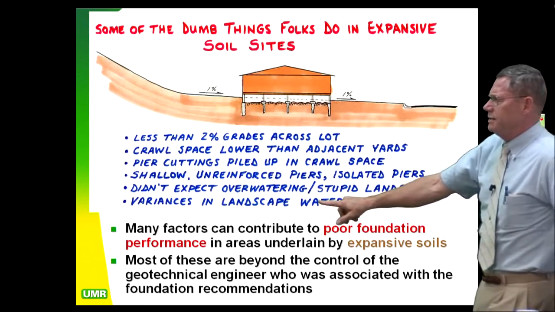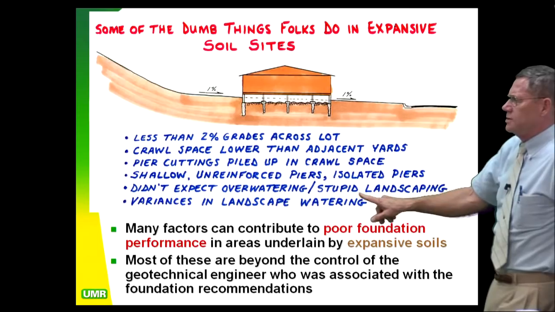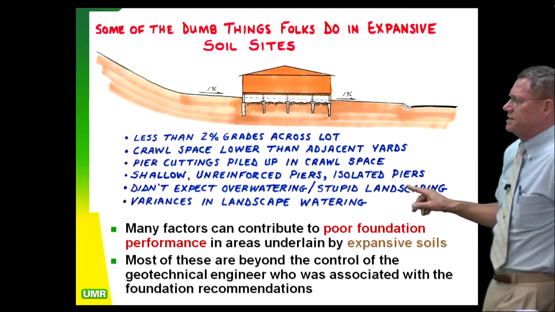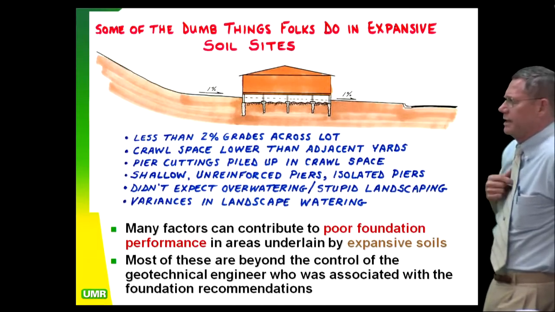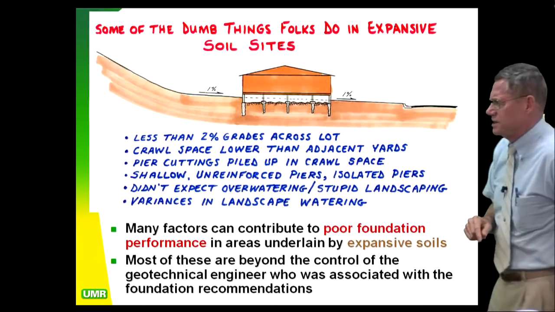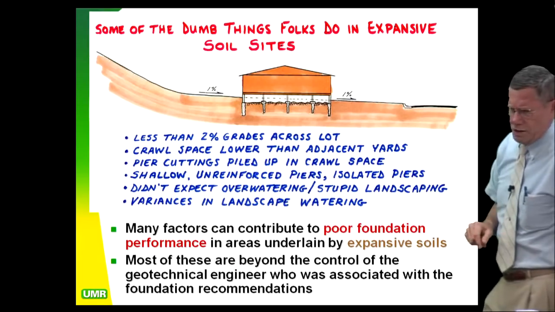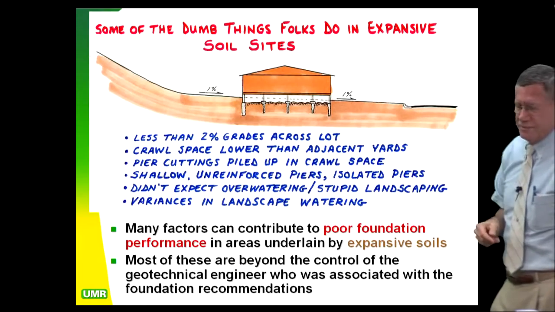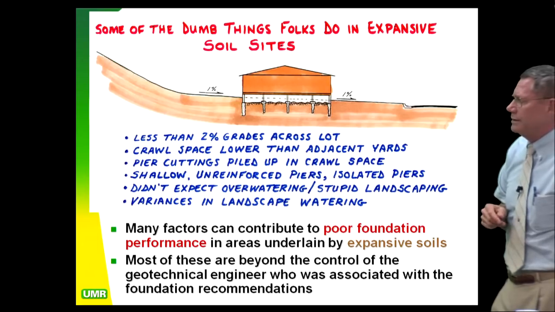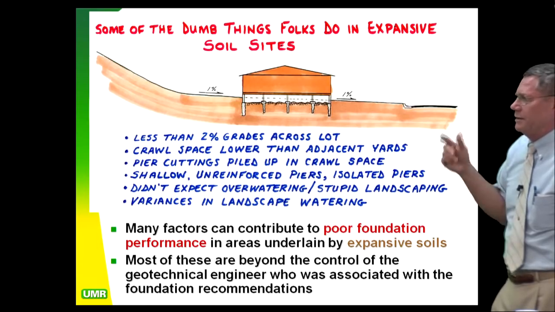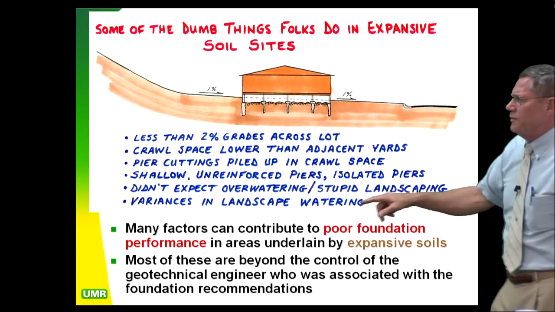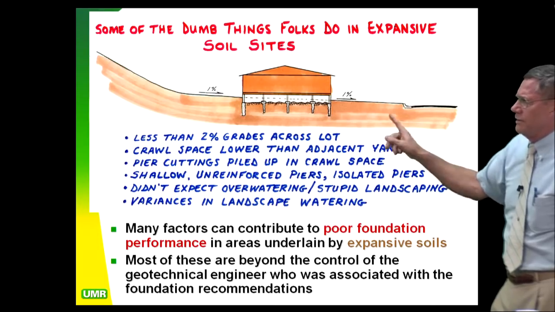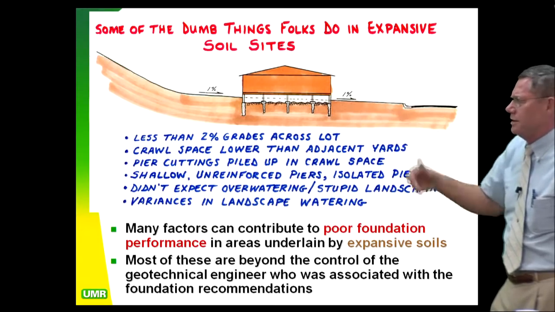They didn't expect over-watering or stupid landscaping practices. That's what the soil engineers would tell me. I didn't expect them to do these dumb things, like not turning their water sprinklers off when we get into the wet season. Well, people will do that. They are stupid, especially renters. They don't care. So there are variances in landscape watering between front and backyard and side yards also.